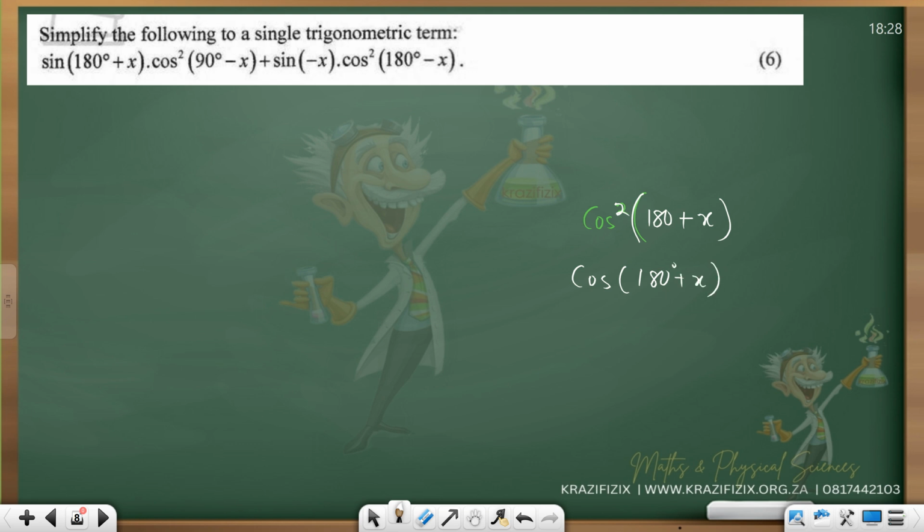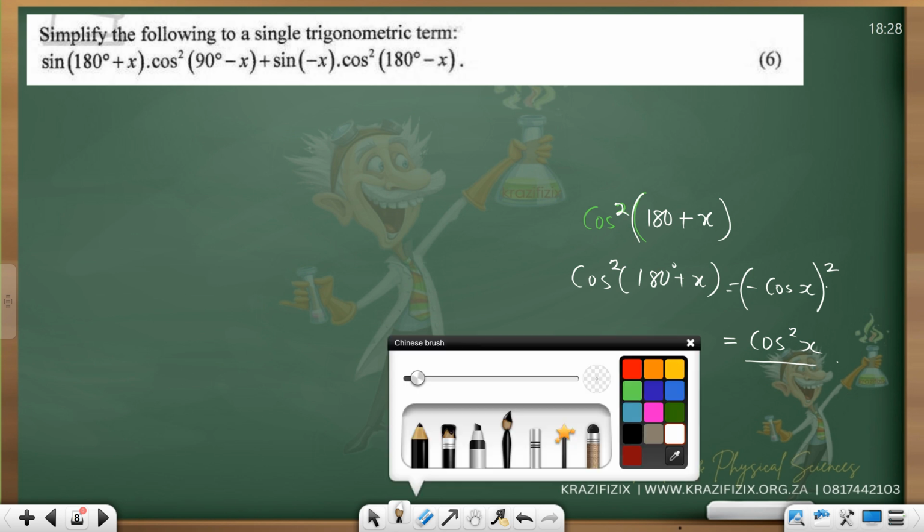180 plus x, we are in the third what? Quadrant. And cos is negative in the third. So it is negative cos x. Alright? Check here. But it is squared. If I put the squared here, you know what it means? I would come here and square this, and the negative falls away, and it becomes cos squared x. That's just what the squared is doing.